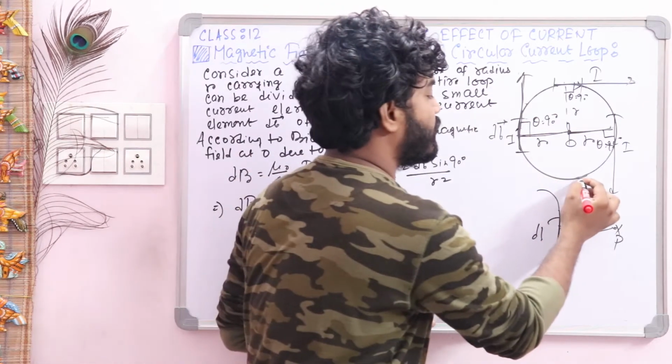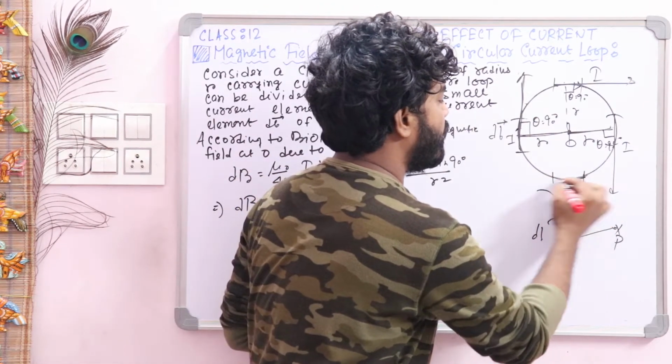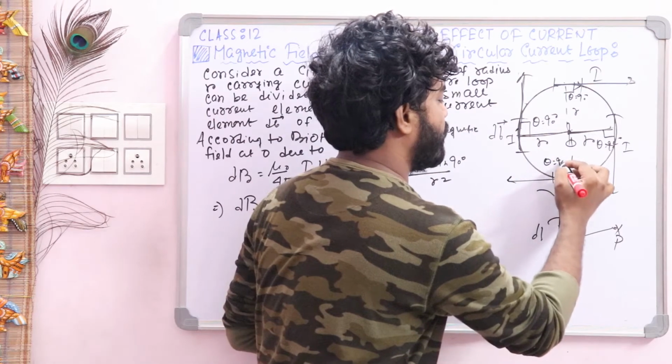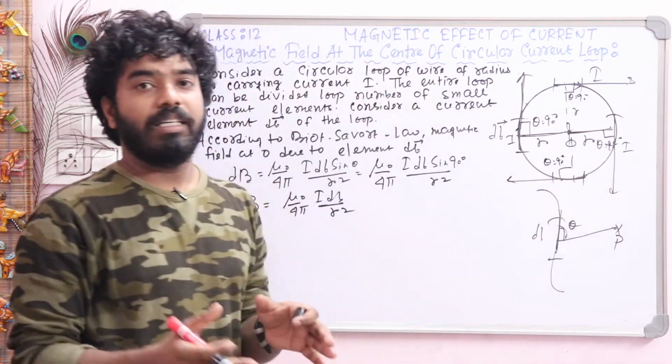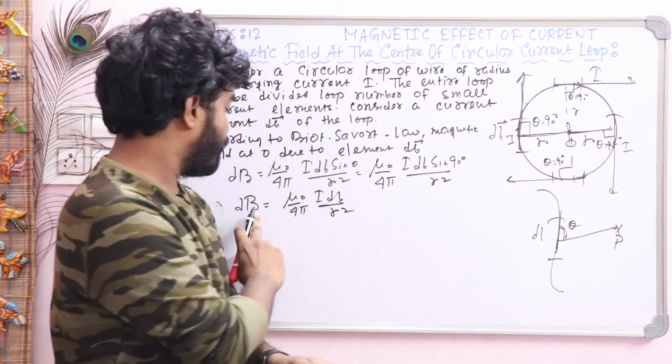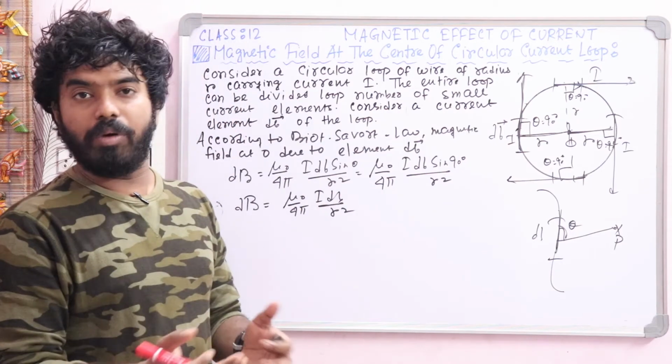Similarly, if we consider del L here, this is the direction of del L and this is R, so this angle is also 90 degree. So for every small current element del L, the magnitude value of dB is equal.